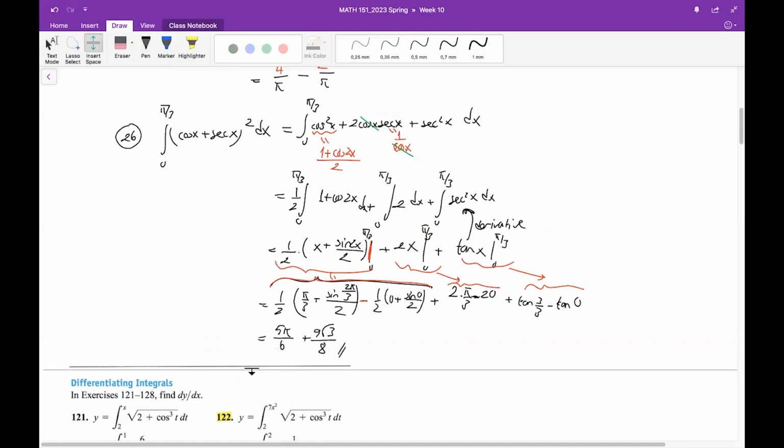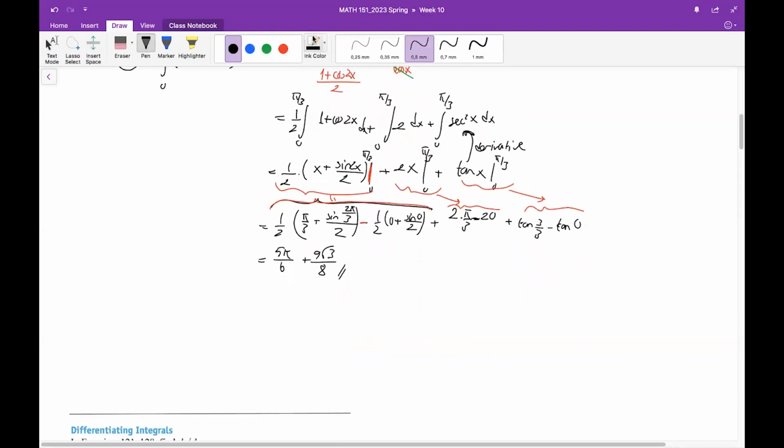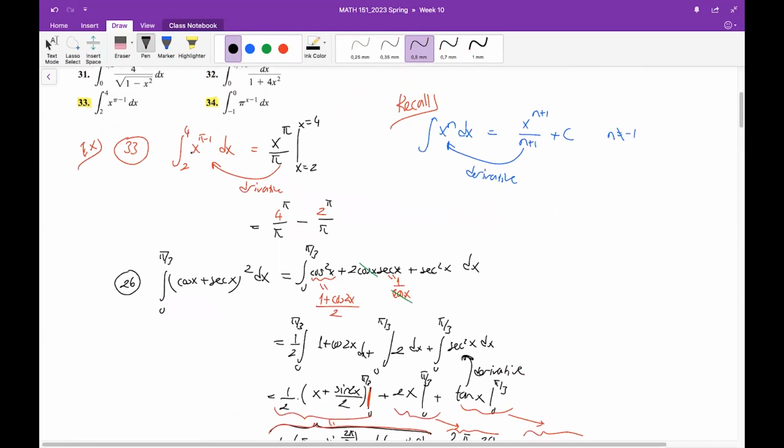Okay, then let's move on with the next example, okay? Let's try, for example, 34. This is the integral of pi to the power x minus 1 dx from minus 1 to 0. Remember, we evaluated this one, x to the power pi minus 1. This was easy because this was a power function, which has this simple rule of integration.